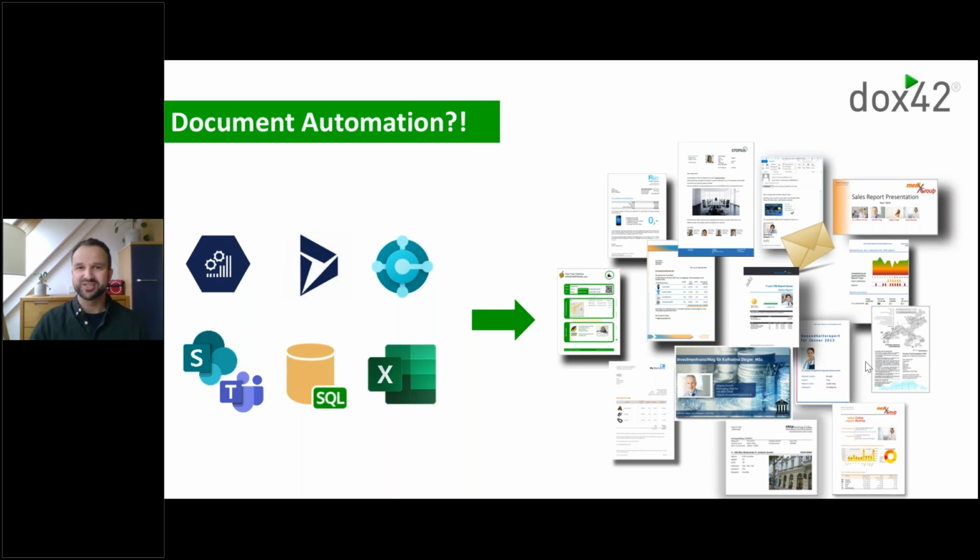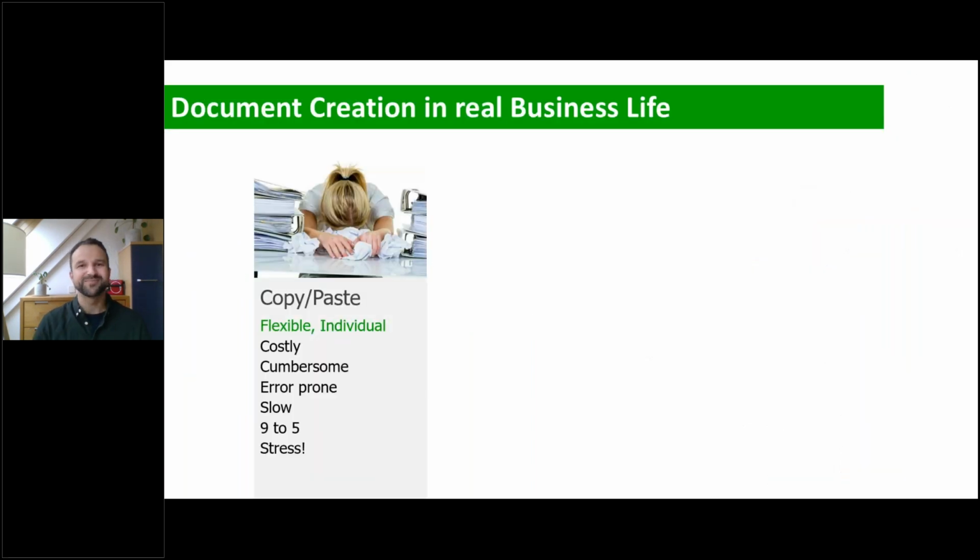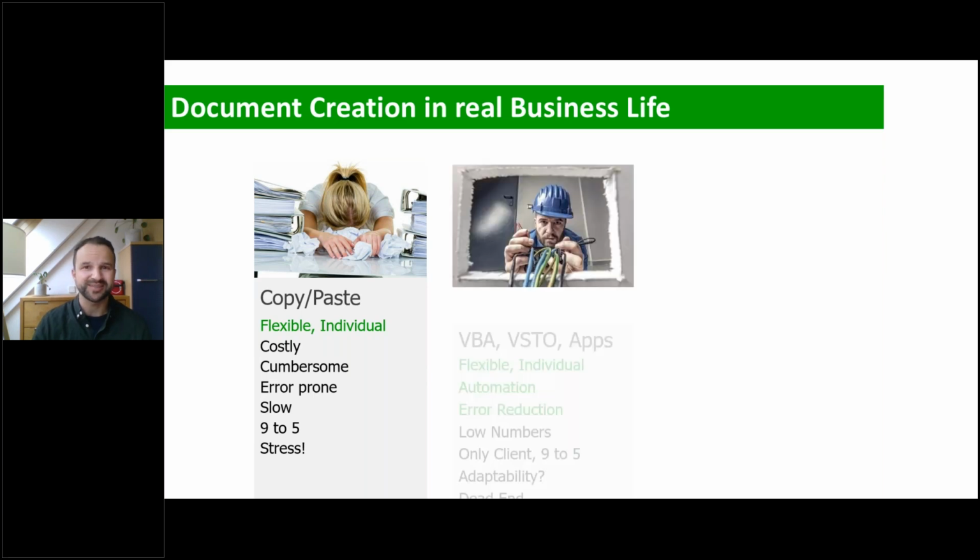Now, what are the challenges you face nowadays when it comes to document generation in real business life? With a lot of different options in real-life business, there is of course the classic copy-pasting. You take the old version, maybe redo it, and copy some information from Dynamics CE, from SharePoint, or wherever you get it from, which of course is individual. It's a nice document that hopefully also looks nice, but it takes a lot of time to produce. So no automation at this point.